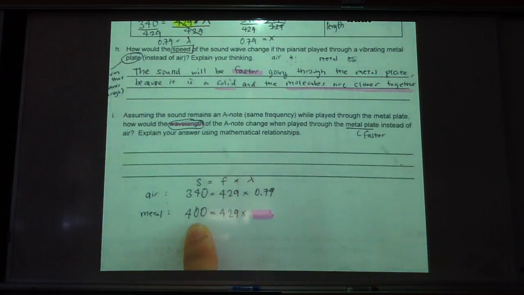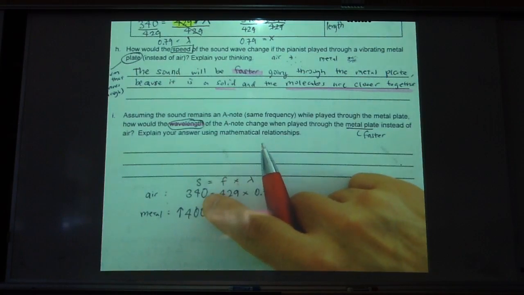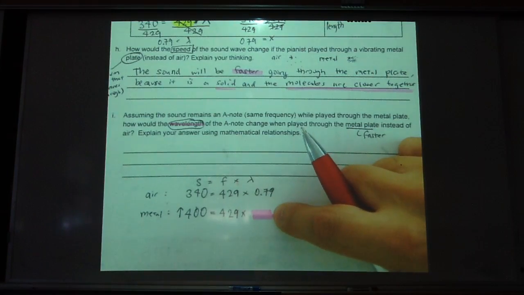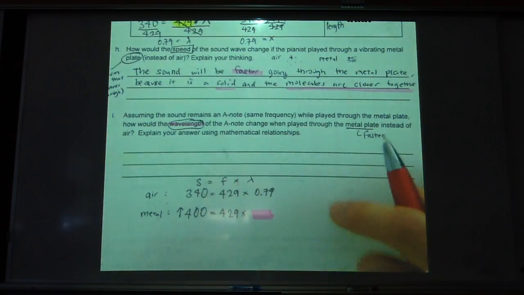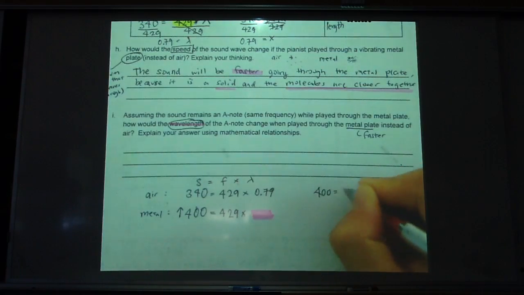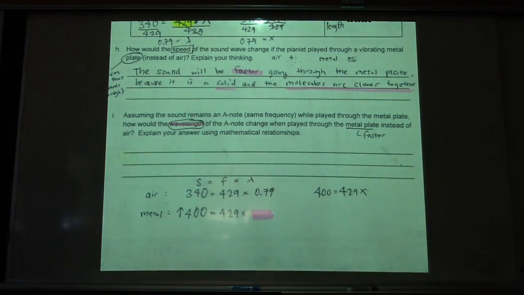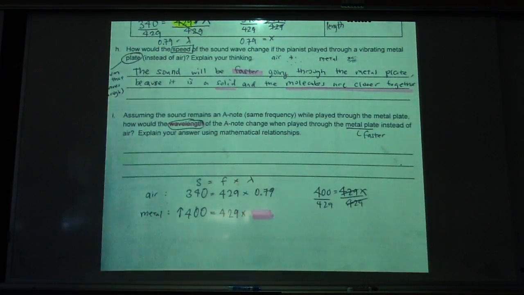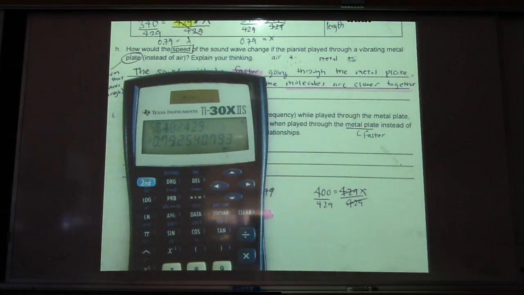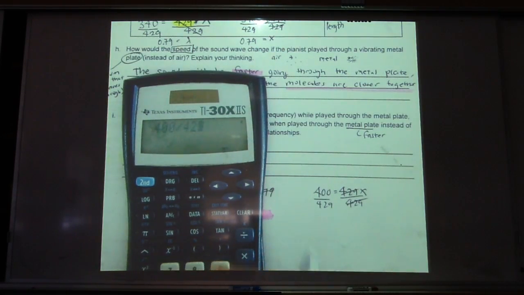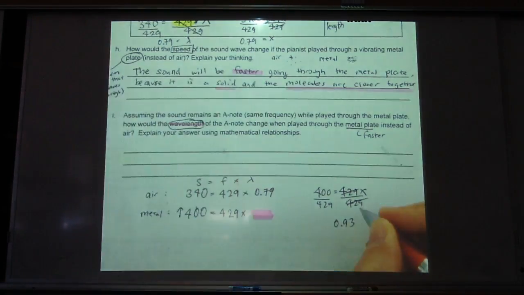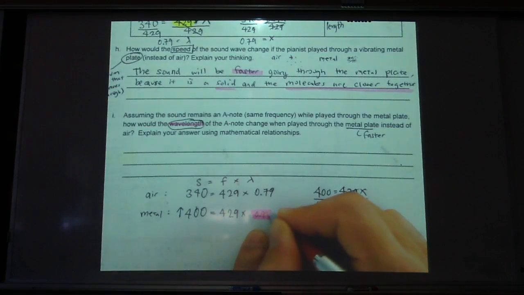when the speed has gone up? So notice that the speed has gone up from 340 to 400. So over here, it either is going to become a smaller number or a bigger number. Well, we know how to solve this. 400 equals 429 times x. So I need to divide this by 429 to get rid of the 429. And so I know that x in this case is 400 divided by 429. So it's going to be 0.93.